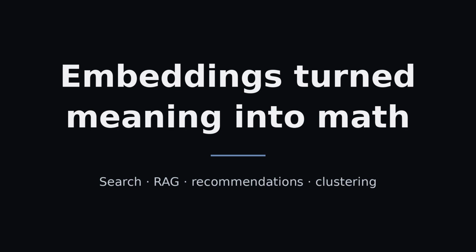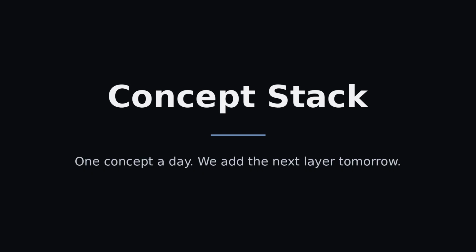If tokens were the atoms, embeddings are the periodic table, the structure that lets you compare, cluster, and retrieve anything against anything else. Once you see the pattern, you'll see it everywhere. That's the end of this concept.